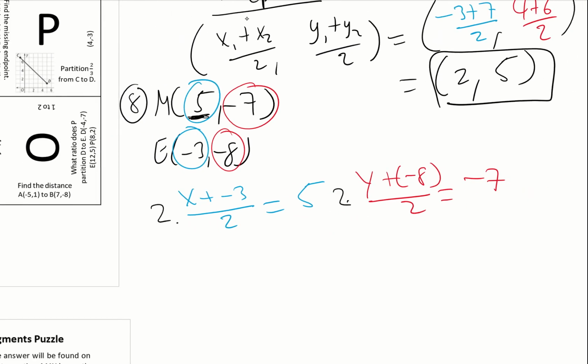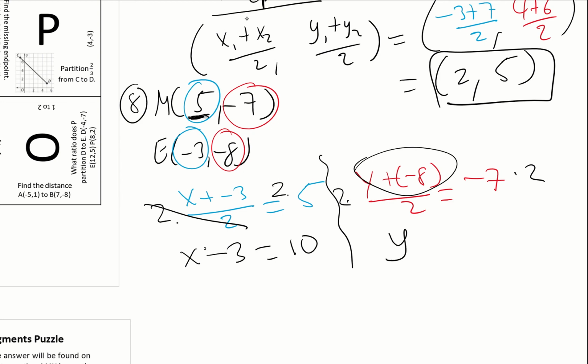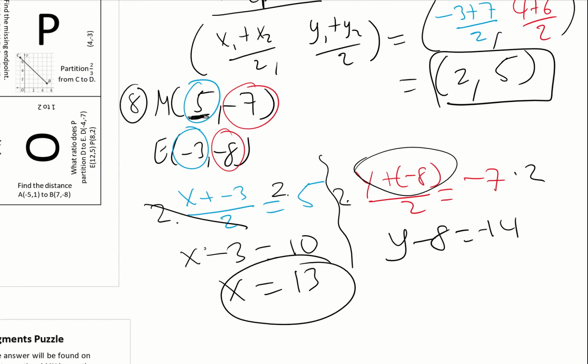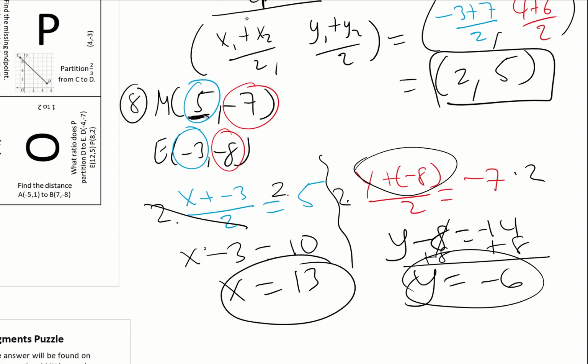Multiply both sides by 2. These are two separate equations. So we got x plus negative 3. X plus negative 3 is the same thing as x minus 3. 2 times 5 is 10. Y plus negative 8 is y minus 8. Negative 7 times 2 is negative 14. So x here is 13. Y here is, you add 8 to both sides and you get negative 6. So put them together, you have 13, negative 6.